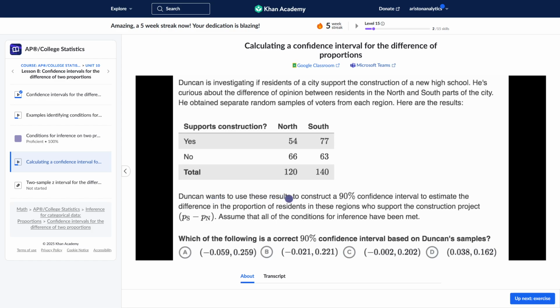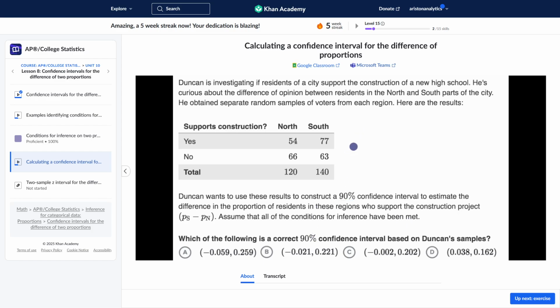Duncan wants to use these results to construct a 90% confidence interval to estimate the difference in the proportion of residents in these regions who support the construction project, P sub S minus P sub N. So these are the true parameters for the difference between these two populations. Assume that all of the conditions for inference have been met. All right, which of the following is a correct 90% confidence interval based on Duncan's samples? So pause this video and see if you can figure that out, and you will need a calculator, and depending on your calculator, you might need a z-table as well.